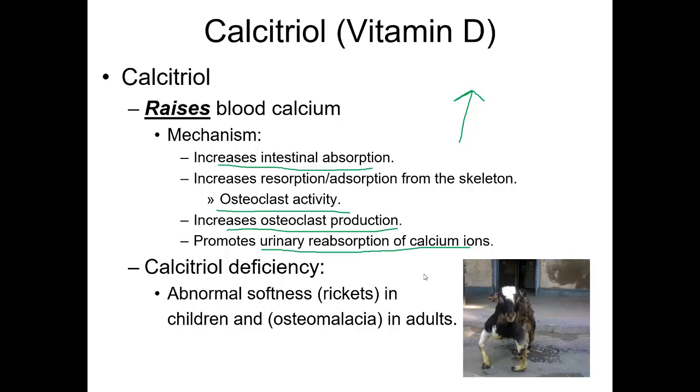Now, say for some reason your body is not making enough calcitriol, aka vitamin D. You're deficient in vitamin D. What does that cause? It causes your bones to become soft. When bones become soft, they bend, and that causes misshapen bones. In children, it's called rickets and osteomalacia in adults. Here you can see it not only affects human beings, but also animals. Here you can see a goat with the misshapen bone right here, and that's rickets or osteomalacia.